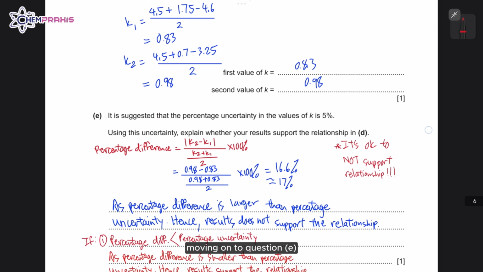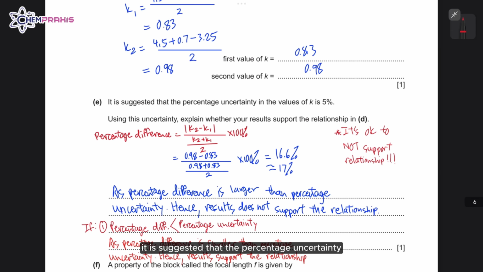Moving on to question E, it is suggested that the percentage uncertainty in the values of K is 5%. Using this uncertainty, explain whether our results support the relationship in D. So this is a very common question. We will need to calculate the percentage difference between our values of K and compare with the percentage uncertainty given. So this is the formula of the percentage difference which we will need to memorize. We will sub in our values, which we will get 17%, which is larger than the percentage uncertainty.